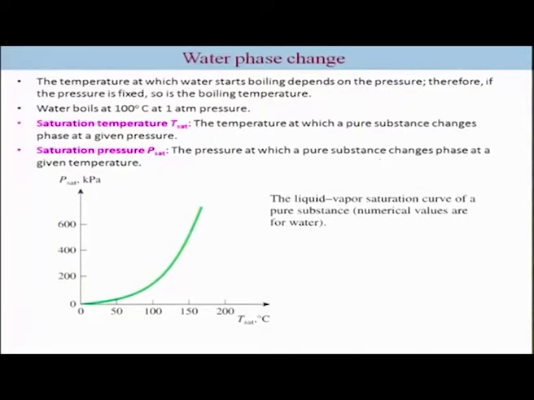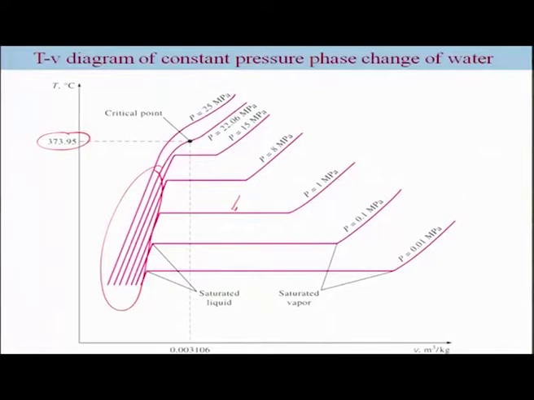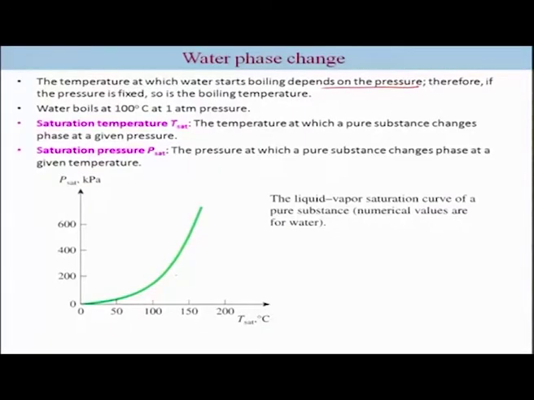What we observe here is two things. One is the temperature at which water starts boiling depends on the pressure. Let me go back again. The temperature here at which the first liquid starts vaporizing, or boils, depends on the pressure. The boiling point at 1 atmosphere is 100 degrees Celsius, which is the normal boiling point, but in general the boiling point depends on the pressure. Therefore, if the pressure is fixed, so is the boiling temperature. For 1 atmosphere the boiling temperature is 100 degrees Celsius.